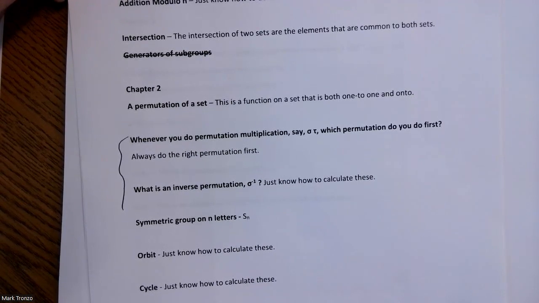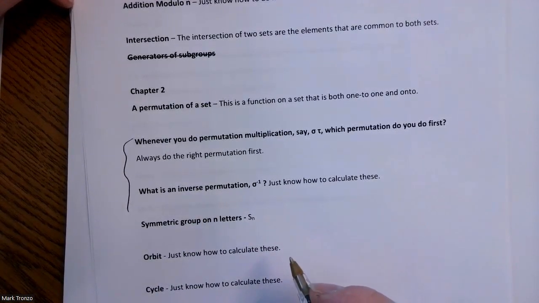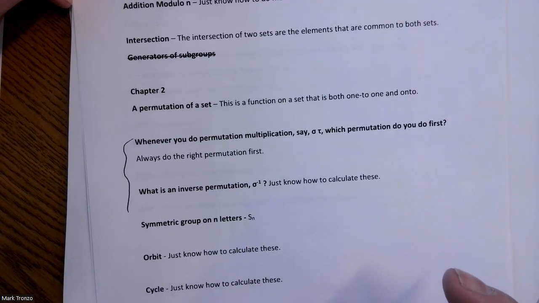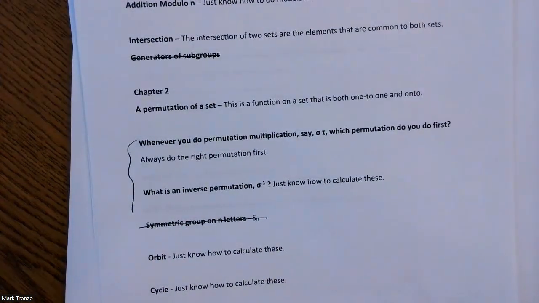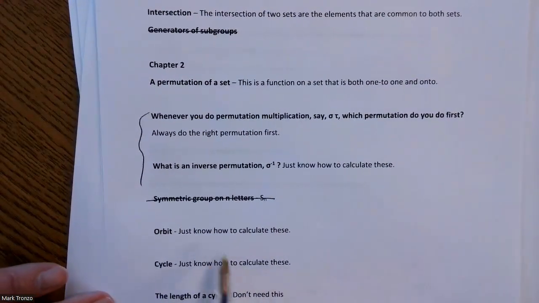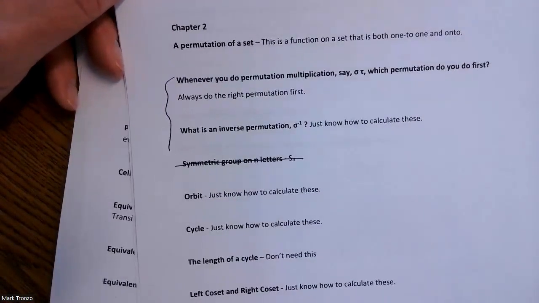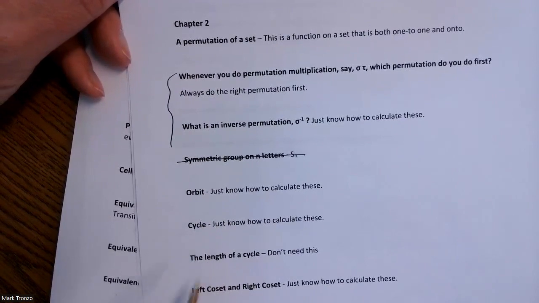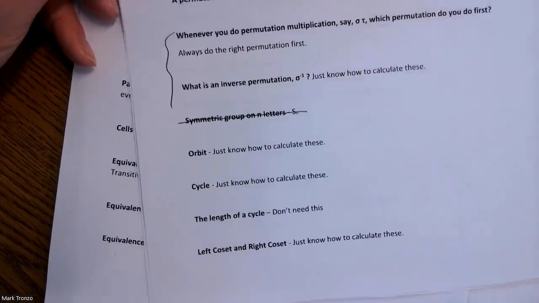And this one, you can maybe leave. I just called this the Sn group. I probably won't ask you anything specific. You'll be given that chart for the S3 group, so just be able to work with that chart. And I guess the same with orbits and cycles. That was on that last homework too, I think. So be able to calculate those and know how to do the left cosets and the right cosets.